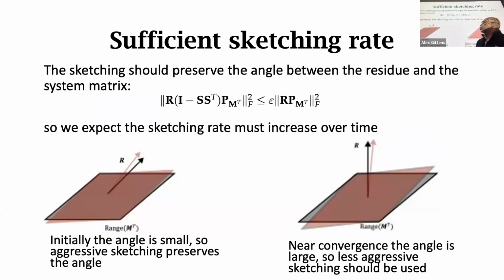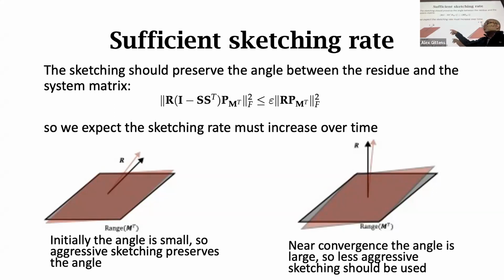Okay, so what's the intuition on how to choose the sketching rate? I can tell you exactly how to choose the sketching rate if I knew the residual and the system matrix, and I did some computation that's expensive on them. But we can't do that in practice, right? That would defeat the purpose of trying to use sketching in the first place. But the intuition is just like with SGD: at the start of your iterations, you don't need a very good estimate of your gradient. As you're getting close to optimum, you need to get a much better estimate of your gradient. So it's the same thing here.